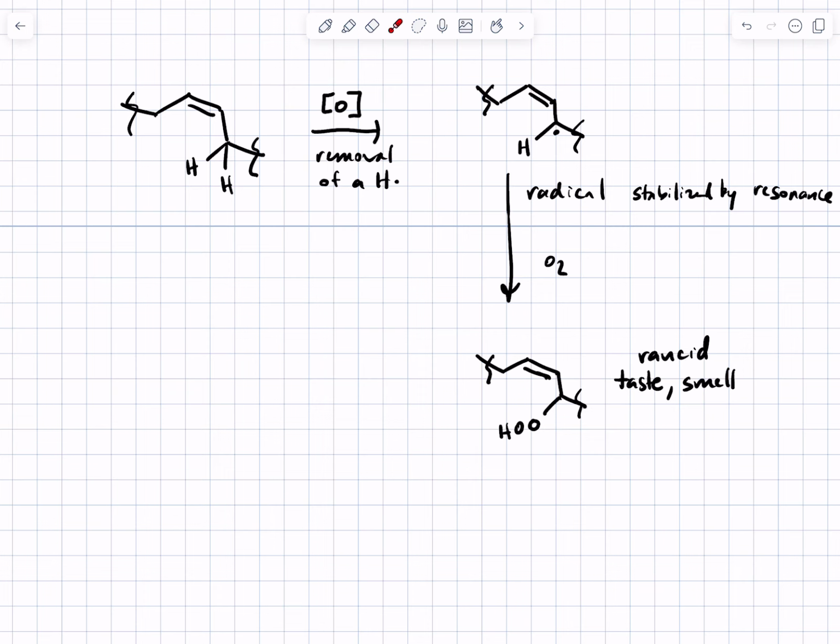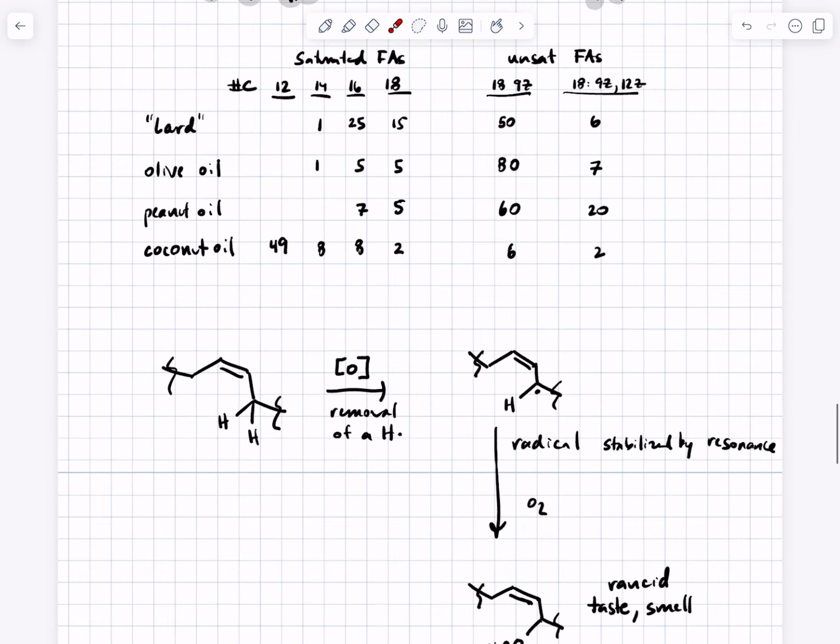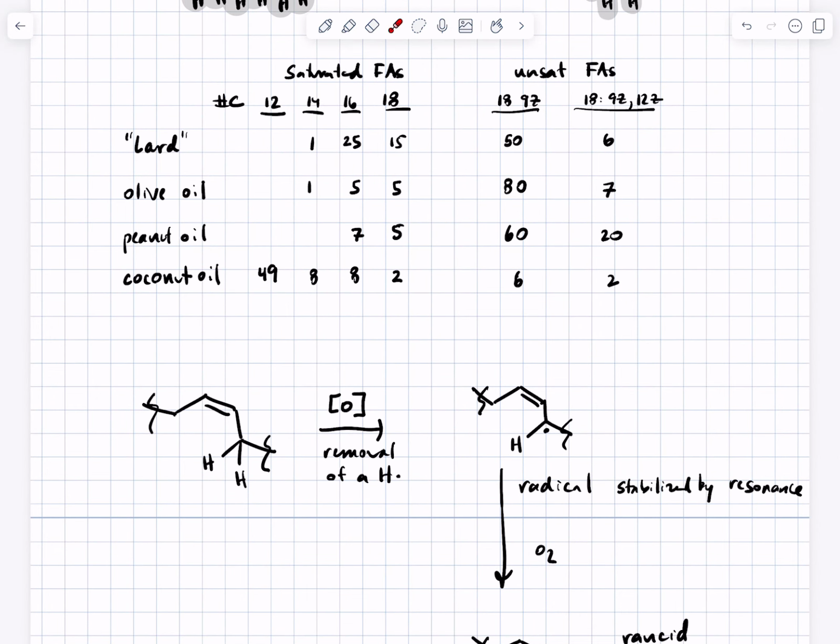Okay? Yeah? But things like peanut oil go rancid faster because it has more of the polyunsaturated fat. Right, you would predict that things like olive oil and peanut oil should go rancid faster than coconut oil, which has far fewer double bonds.